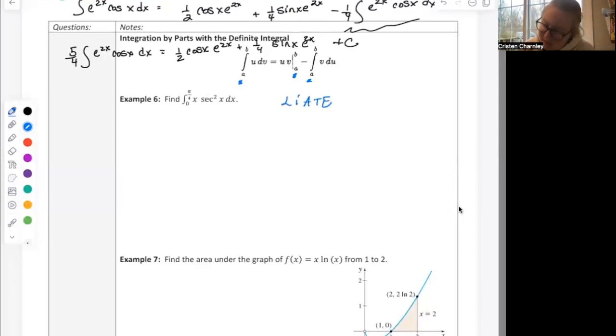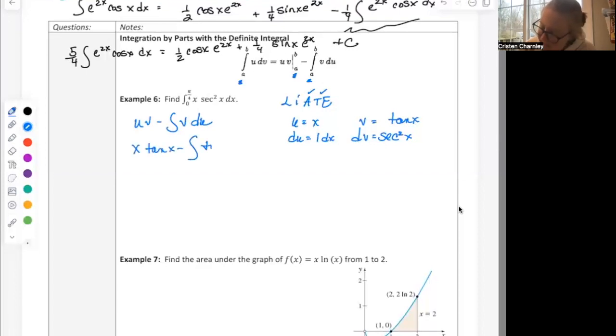LIATE: algebraic, then trig. I know that u is going to be x, dv is the secant squared of x. The derivative is going to be 1 dx. The antiderivative of dv is going to be tangent of x. So in my formula, u is x, v is tangent of x, minus the integral of v, which is tangent of x, and du is dx. Looks good.